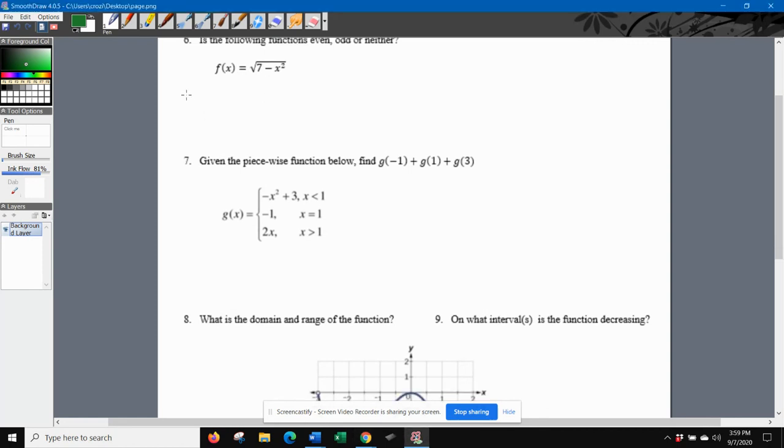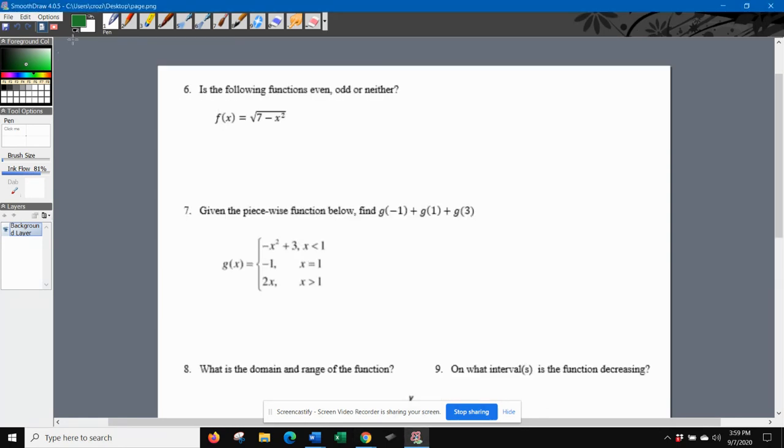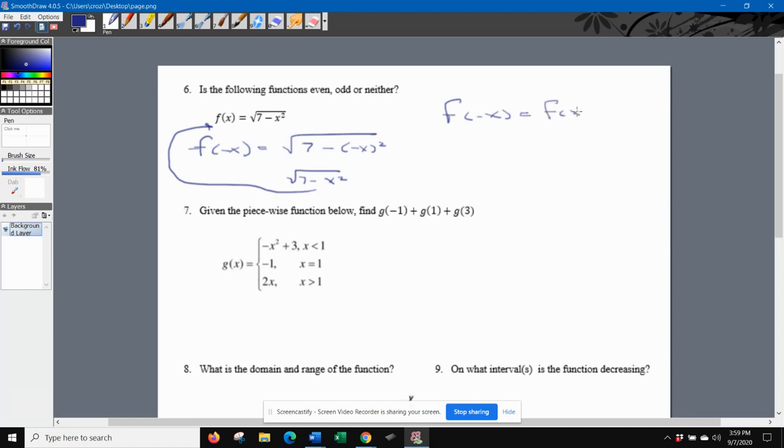Well, we have one test, and that test is to simply plug in f of negative x. If I plug in f of negative x, let's see what I have here. I have the square root of 7 minus negative x squared, and that is 7 minus x squared. And what do you know? That is exactly the same as where I started. And if you plug in negative x and you get out exactly what you started with, it is even. The only other option is if you get out a negative version of the original, it is odd.